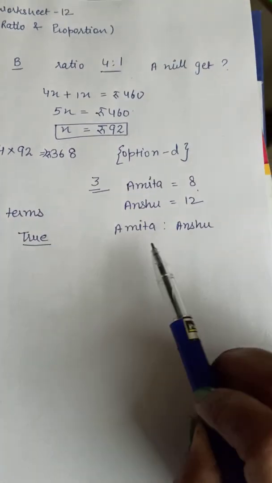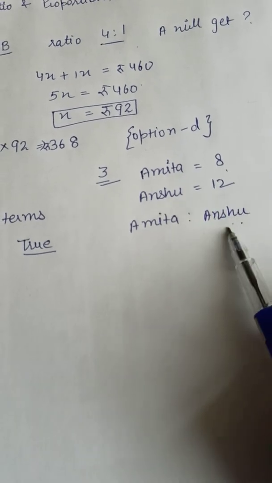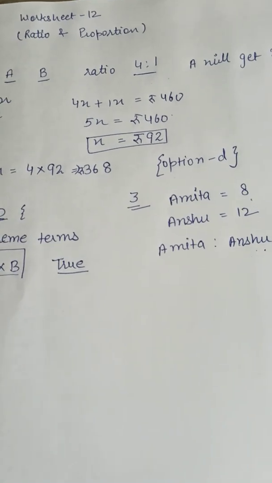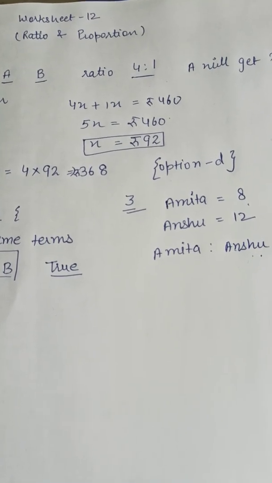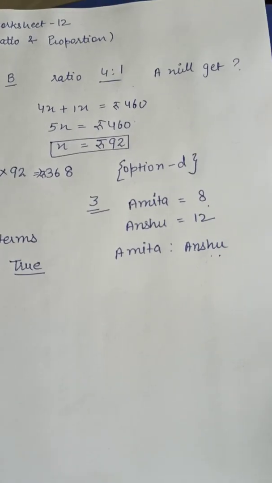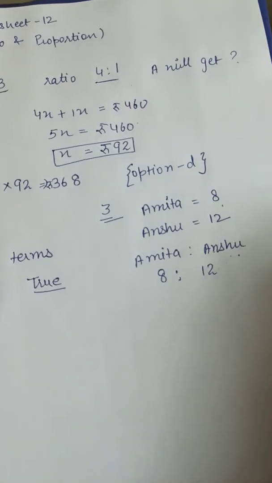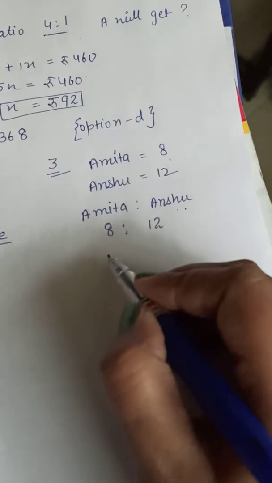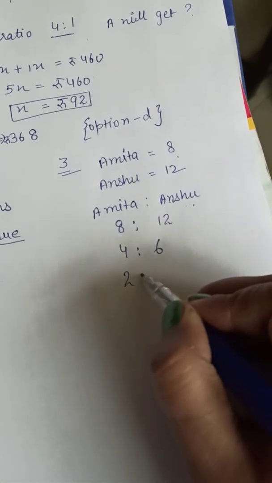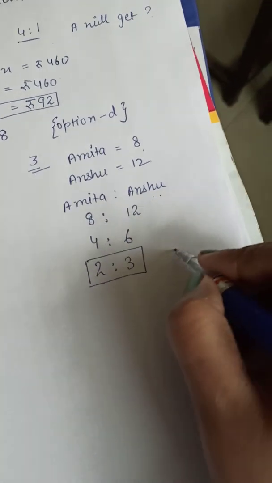Remember beta, you have to be very careful when you are putting the order, because if order changes, the ratio will also change. In the question it is mentioned the ratio of the number of balloons that Amita has to the balloons that Anshu has. So Amita 8 ratio 12. Short form we will divide it by 2. 2 4s are 8, 2 6s are 12. Again 2 2s are 4, 2 3s are 6. So that is 2 ratio 3, and this is option D.